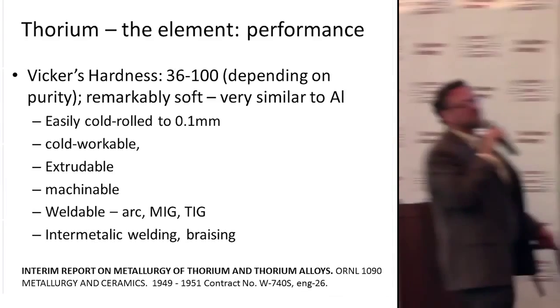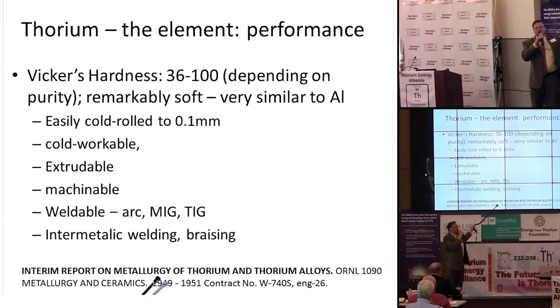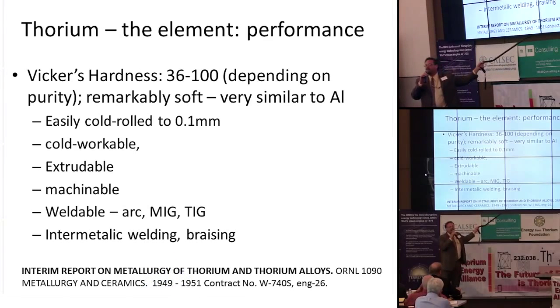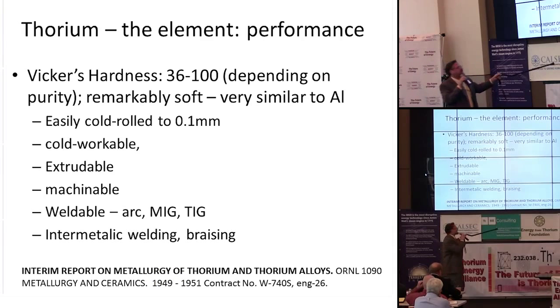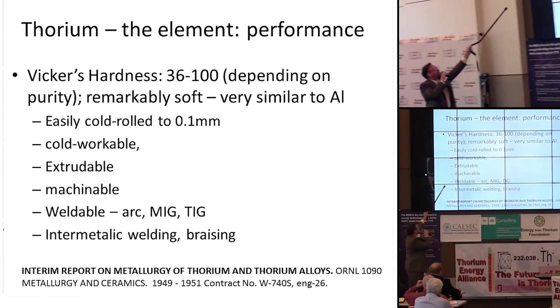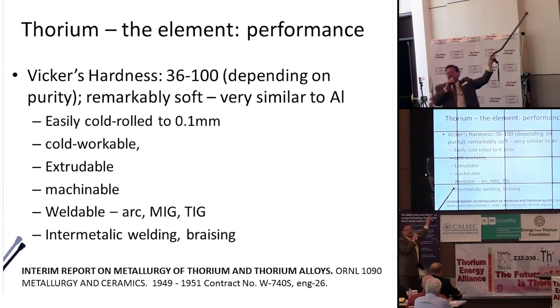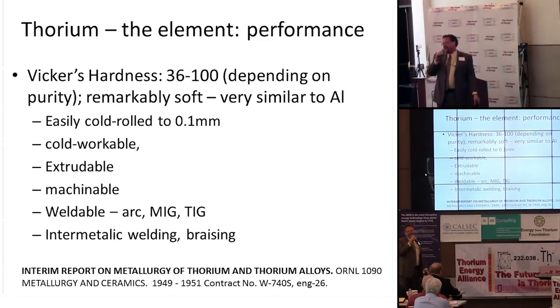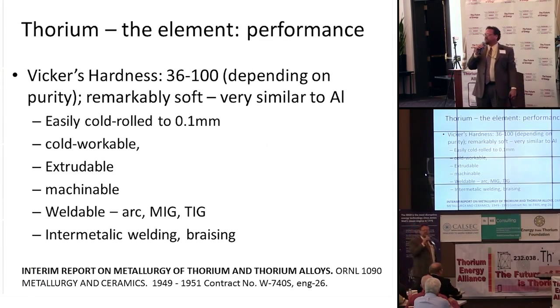That's very interesting. So what did these guys discover? This report was actually compiled over a 2-year period, but the research that was done started just after VE Day in 1945. So it's pretty amazing, okay? Look at these numbers. You have a Vickers hardness of 36 to 100, which is, again, depending on purity. You can do pretty much anything you can with aluminum, you can do with thorium. You can cold roll it into a foil. That's pretty amazing.